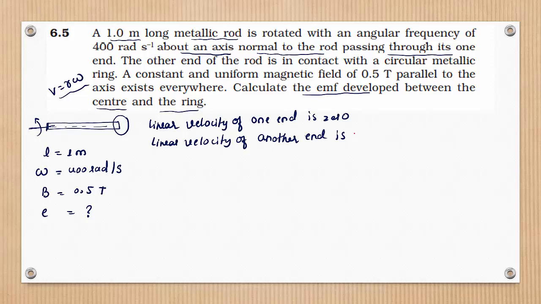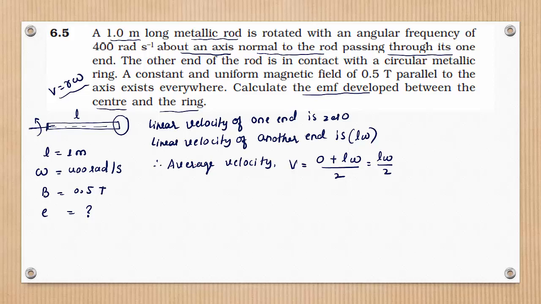So on the other end, I can take V equal to R omega. In place of R, we can take L, the length, so I can write L omega. One side it is 0, another side it is L omega, that is the velocity. So we want the average velocity. The average velocity is V equal to (0 plus L omega) divided by 2. The sum of two values divided by 2 gives the average value, so L omega divided by 2 gives the average velocity.